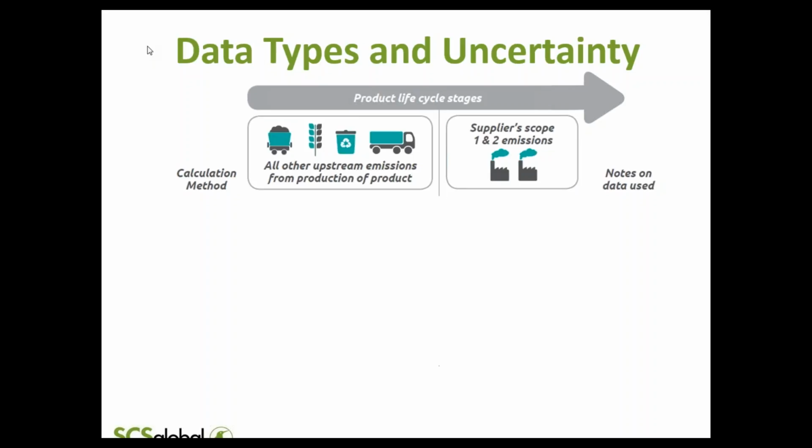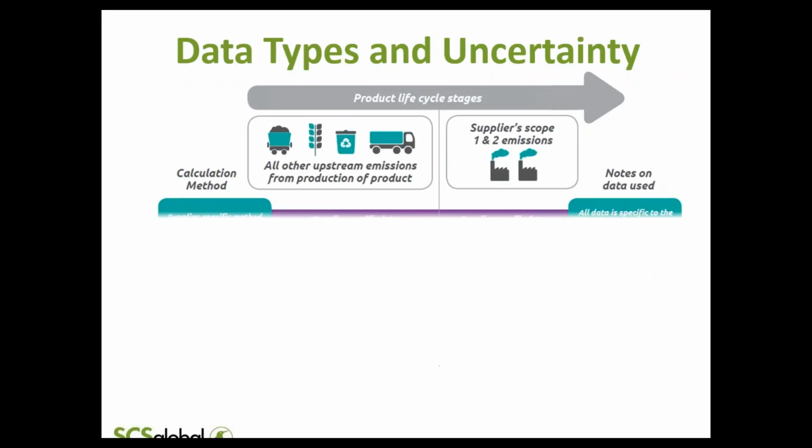Now, what is the best data possible? I'm going to talk through some of the data types that you can use in evaluating a Scope 3 greenhouse gas inventory and the uncertainty associated with each. This is a figure that I'm going to walk through on this slide, taken from a WRI technical guidance document on evaluating Scope 3. Essentially we'll talk about, for the supplier Scope 1 and 2 emissions and all the other upstream emissions, basically the supplier's Scope 3, if you will, what are the different data types, what's the calculation method, and what are the shortcomings and advantages of each.